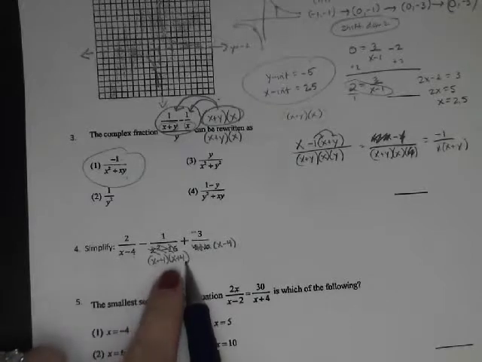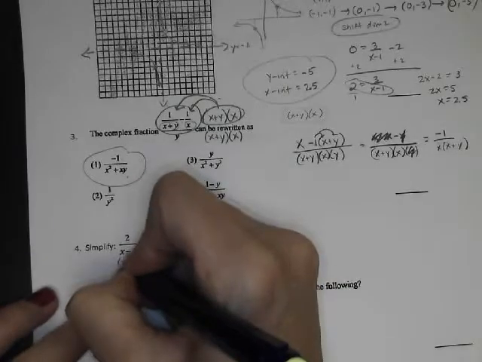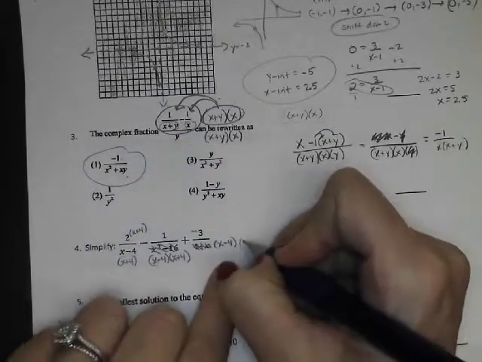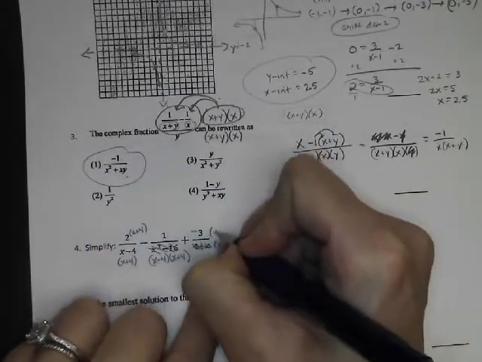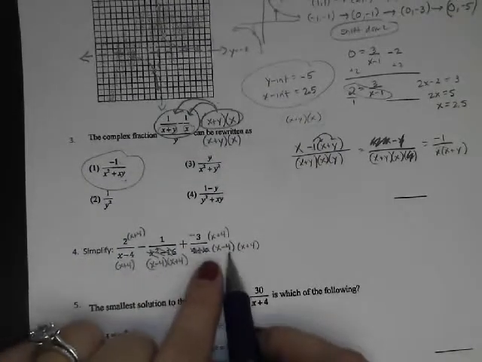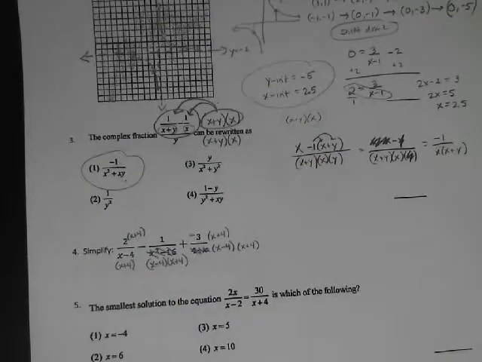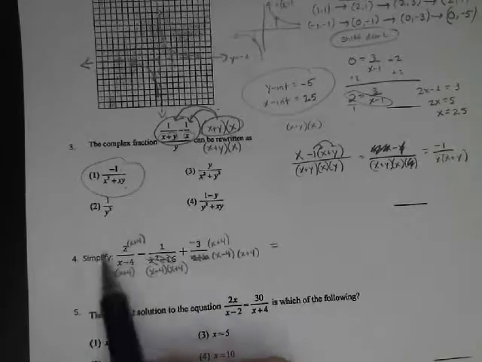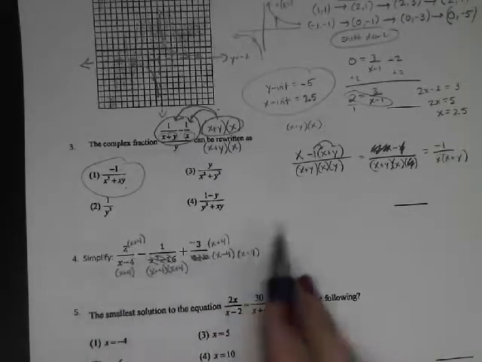They still need the common part of x plus 4. So this one needs an x plus 4. And this one needs an x plus 4. And then x minus 4, x plus 4, x minus 4, x plus 4, x minus 4, x plus 4. Now, we're not solving, we're simplifying. If it was solving, we could drop all our denominators. Since it's simplifying, now we can crank out the numerator.